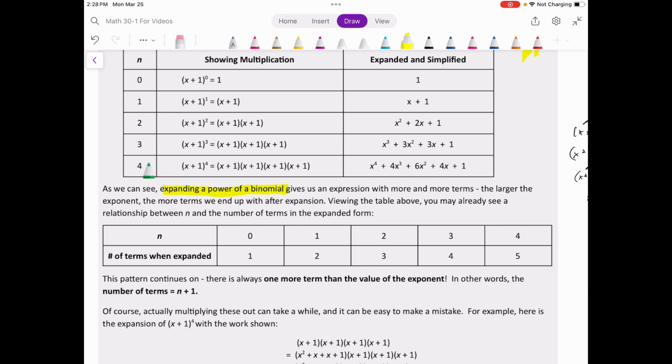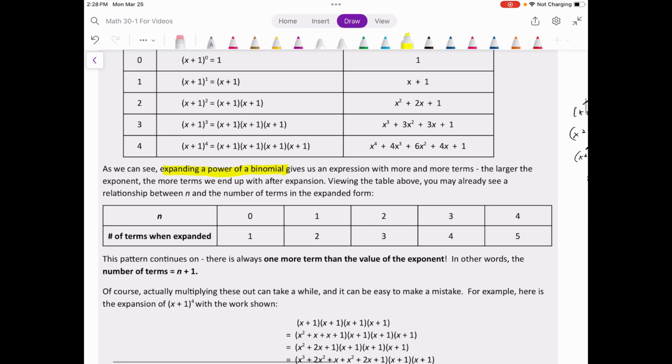You can probably imagine that if n were 5, if we had x plus 1 to the power of 5, well, now we'd have an x to the fifth, and an x to the fourth, and an x to the third, and an x squared, and an x, and a constant term, right? The more multiplications involved, the more terms we end up with in the end. So expanding a power of a binomial gives an expression with more and more terms. The larger the exponent, the more terms we end up with after expansion.